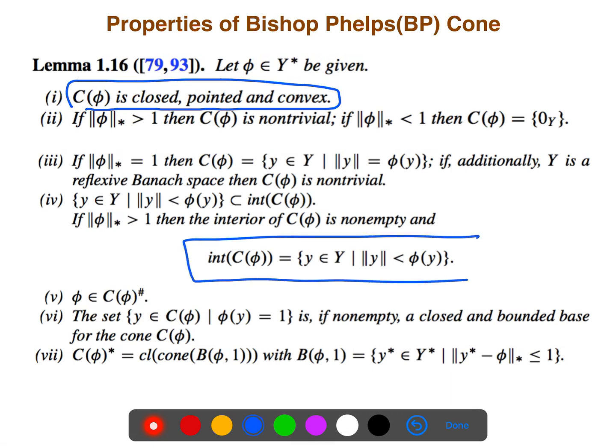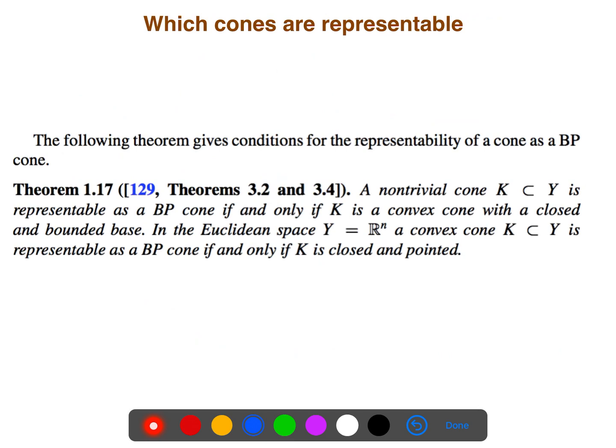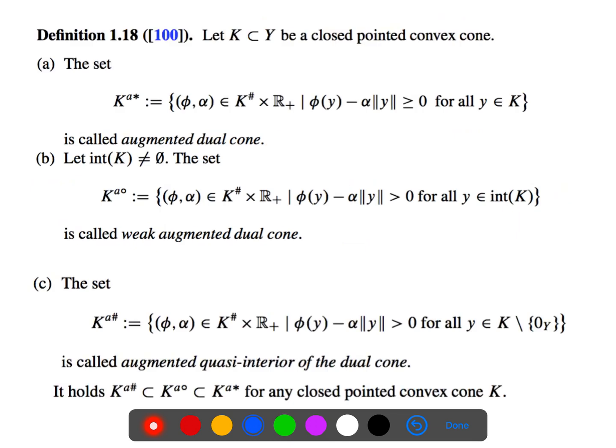And you can find the interior of this BP cone very easily, because you only need to say that these are the points that satisfy this relationship. If you just remove the equality, there is no equality here, then this is the interior. So you can easily find the interior of your BP cone. And a non-trivial cone is representable if and only if K is a convex cone with a closed and bounded base.